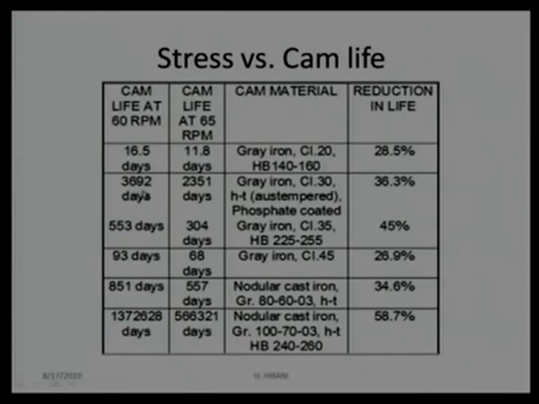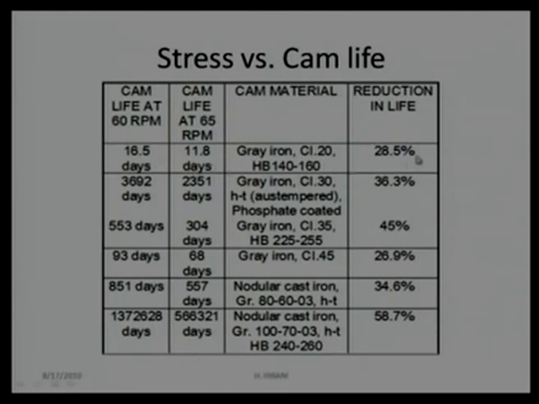It comes roughly 3700 days, which is substantially high life, almost 10 years now. So, that is good. However, when we are increasing speed from 60 rpm to 65 rpm, we are able to find that, because rotation is increasing, that is also increasing the sliding, that is reducing the life from 16.5 days to 11.8 days. The substantial life is reduced.